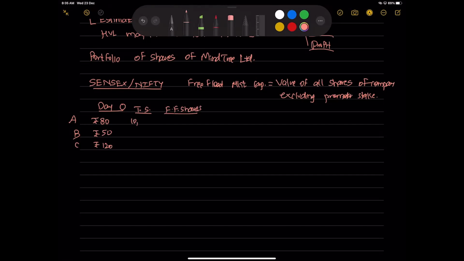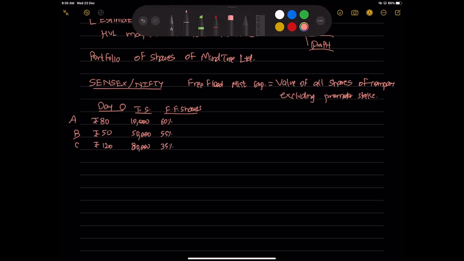So let's say a total of 10,000 shares are outstanding in the market for company A. For company B it is 50,000. For company C it is let's say 80,000. And the free float percentages are 60%, 55% and 35%.